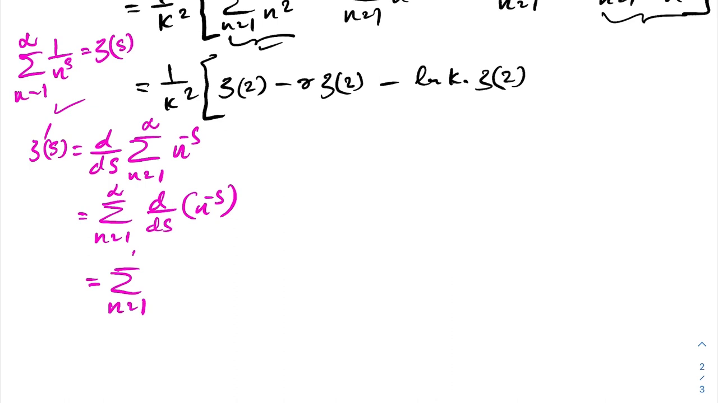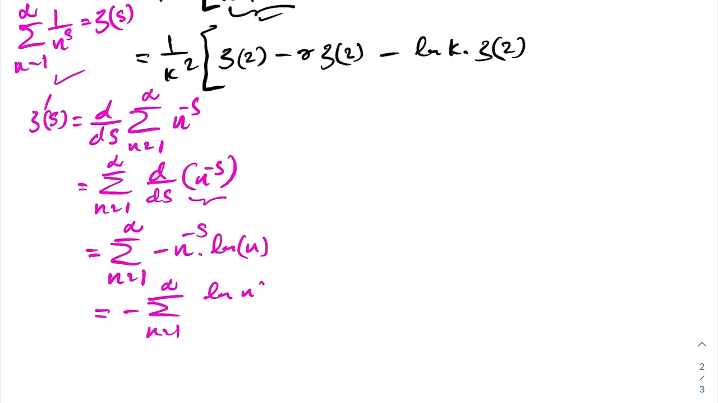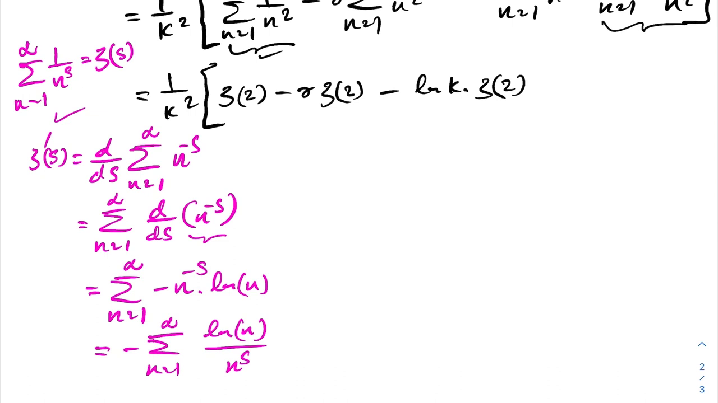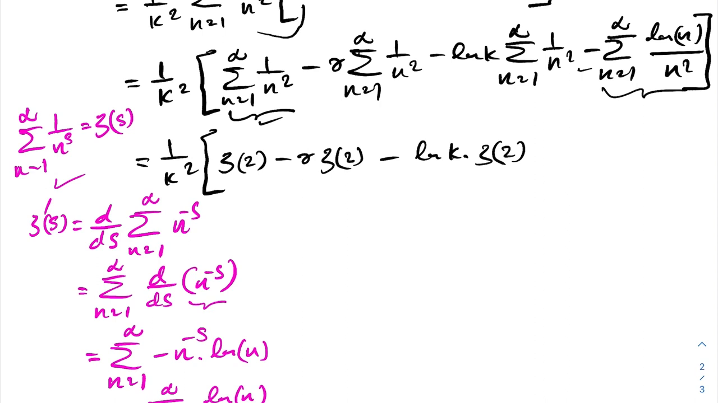Now if we differentiate n to the minus s with respect to s, we have minus n to the minus s times natural log of n. So we have minus sum of n is equal 1 to infinity natural log of n over n to the s. So now this part is equal to minus zeta dash of 2. So minus zeta dash of 2, but here we have a minus sign, so plus zeta dash of 2. Okay, then here 1 over k square.